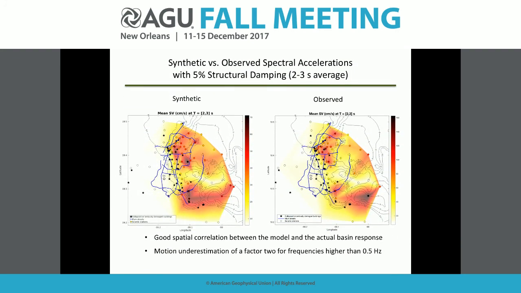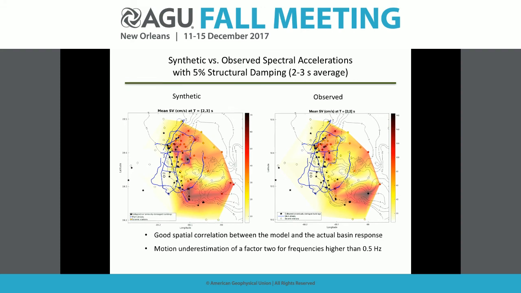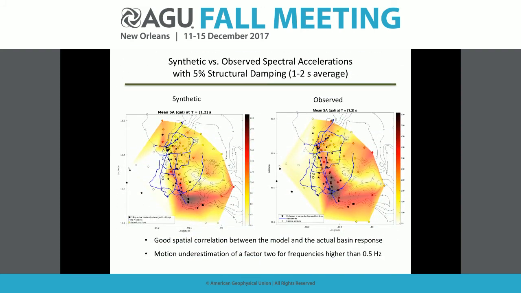So I'm almost finished. This is a comparison between synthetic and observed spectral accelerations. We are underestimating by about a factor 2, but qualitatively the comparison is very nice. There's no correlation, as we saw before, with the damage. But if we look at 1 and 2 seconds, the comparison between data and synthetics is still reasonably good.